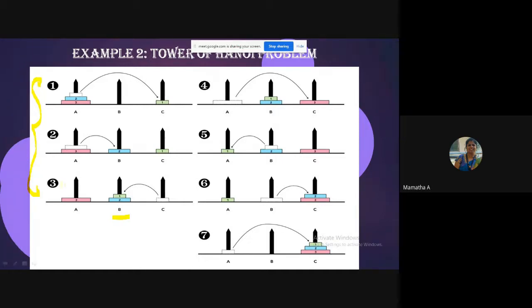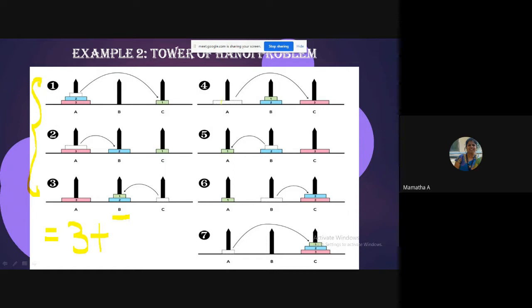And you can observe how many moves we did here. For the first step, how many movements of disks are made? 3. Okay, 3 moves are made. What is this fourth one indicating? Which step? Step 2.